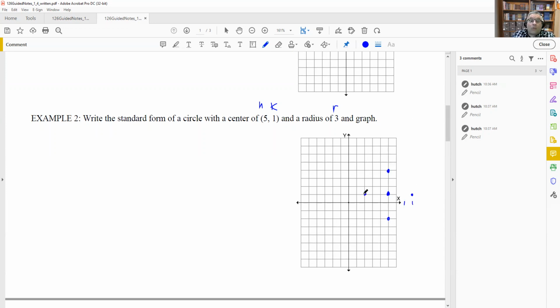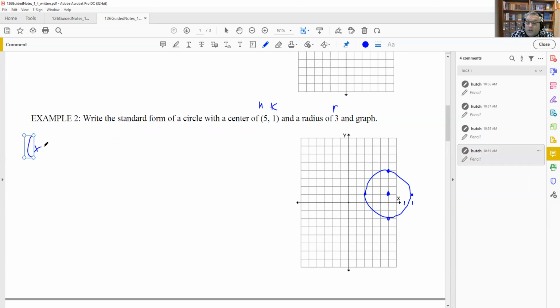All the ones you'll do in MyOpenMath, you don't have to worry about the graph going off the grid that we have here. All the ones you do in the homework will fit inside there. But this one, we'll just go ahead and make the sketch, make it go outside a little bit here. And that right there would be the graph that you would have. So we went over 5, up 1, and then we did the radius of 3. Next, we want to come up with the standard form equation.